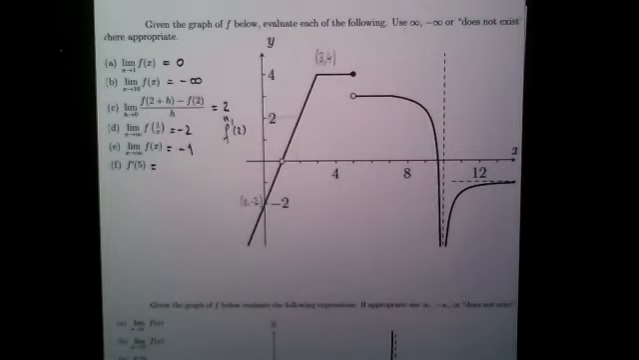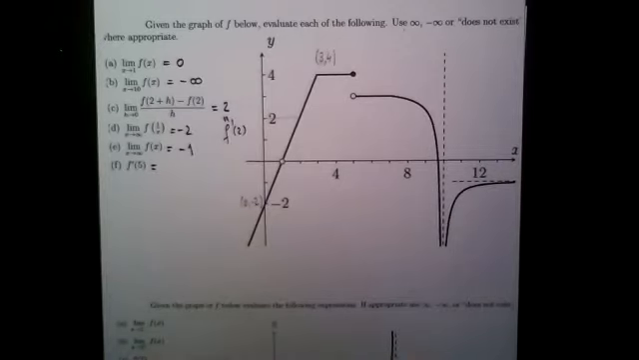F prime of 5. Take your time. Tell me, if it's wrong, it's wrong. Is it 0 or does not exist? You tell me. 0. We'll go with 0. Wrong guess.